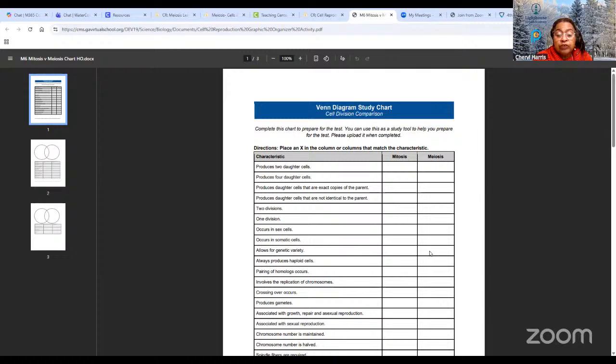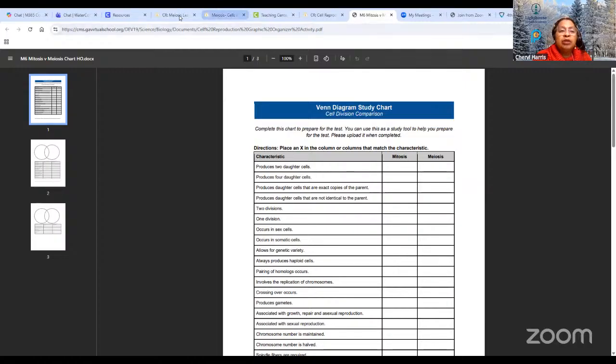Allows for genetic variety. That's the word I used earlier was variation. So variation is going to be meiosis. Produces haploid cells is also going to be meiosis.